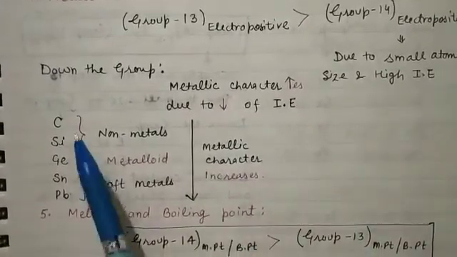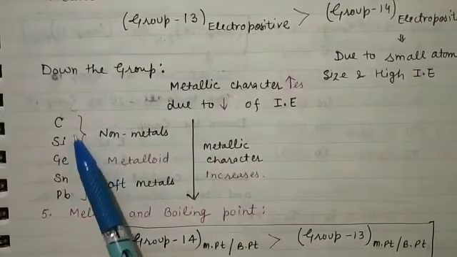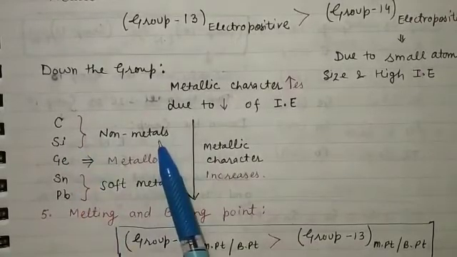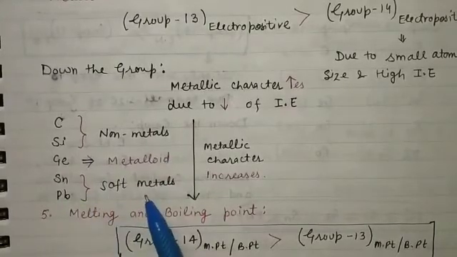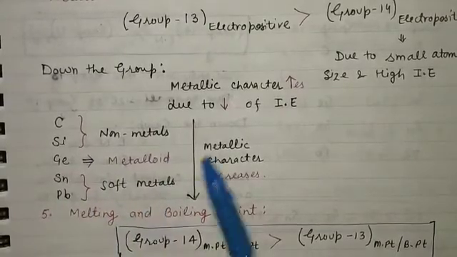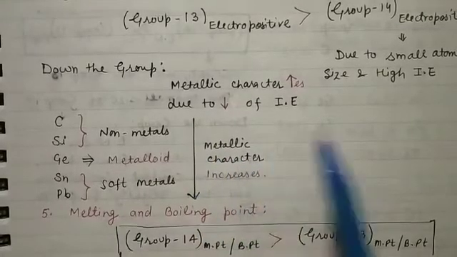You will see that carbon and silicon, the first two members of the group 14 elements, are non-metals. Germanium is a metalloid, and tin and lead are soft metals. So you will see that on moving down the group, metallic character increases.